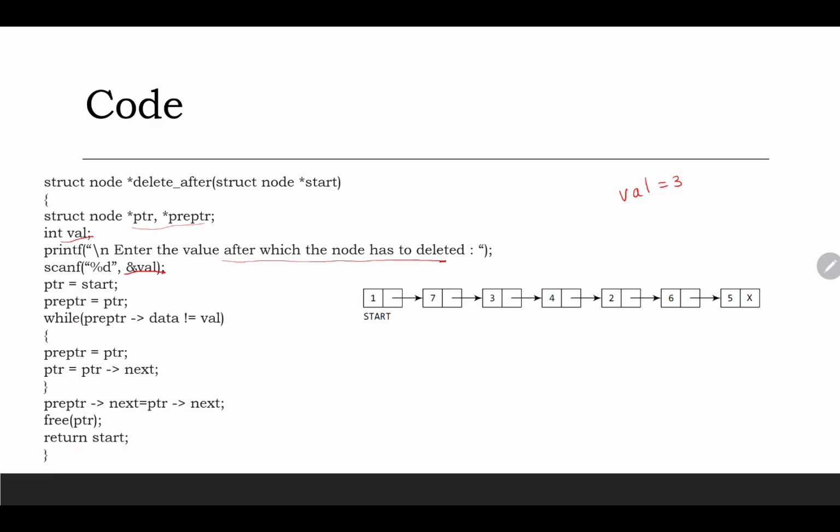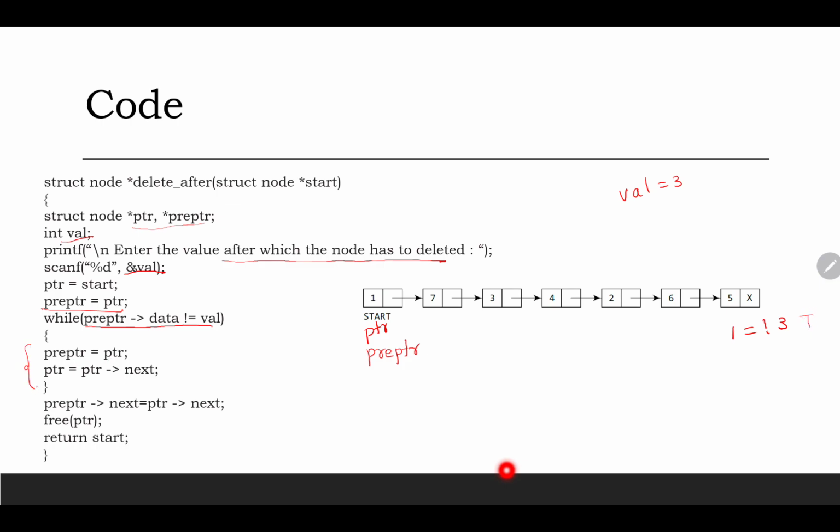Then what will happen? ptr is equal to start, so the start node becomes the ptr node. Next, pre-ptr is equal to ptr, so we are making this node the pre-ptr. Next we check the condition pre-ptr->data is not equal to value. What is the data? 1. We check 1 is not equal to 3. It is true, so it will execute this loop.